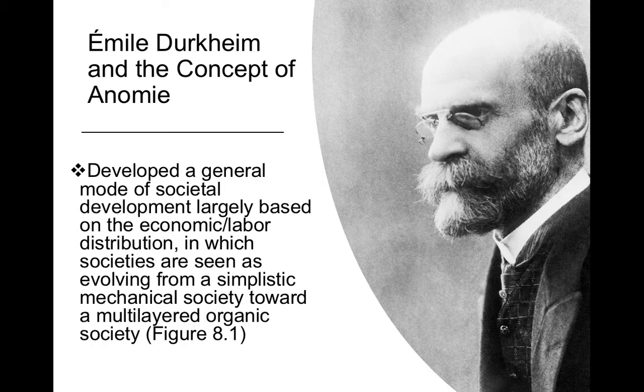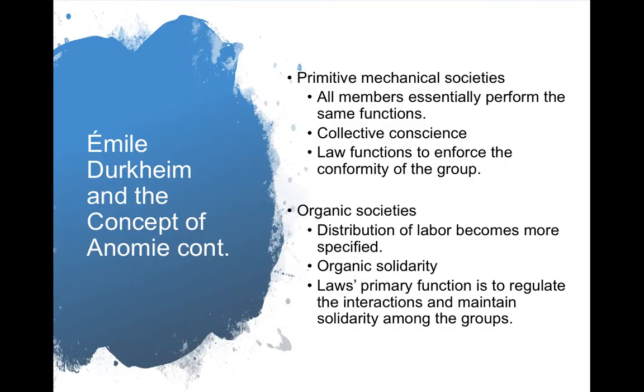So now we have Durkheim. And Durkheim has this concept which he calls anomie, right? Durkheim developed a general model of societal development largely based on the economic and labor distribution in which societies are seen as evolving from a simplistic mechanical society toward a multi-layered organic society.